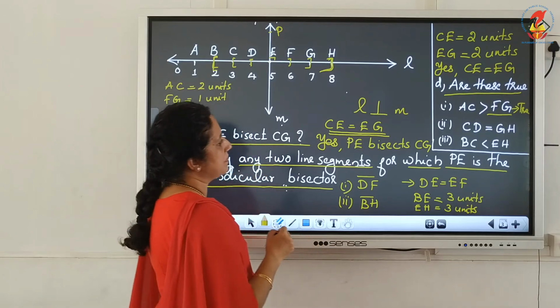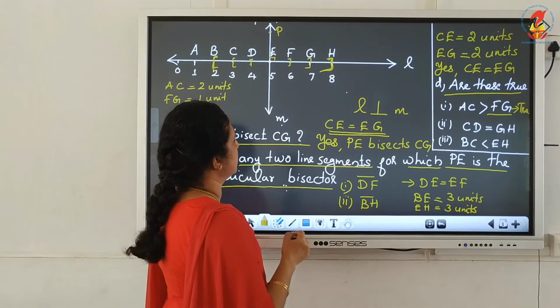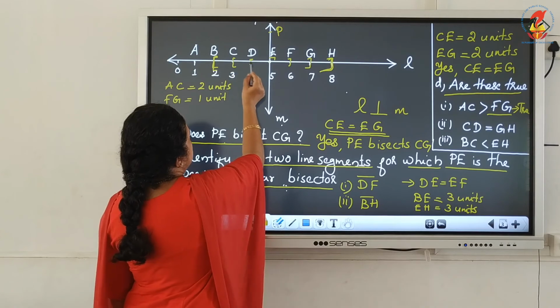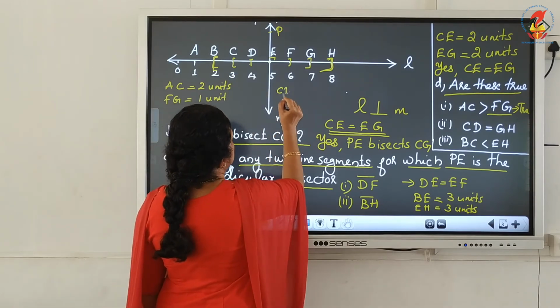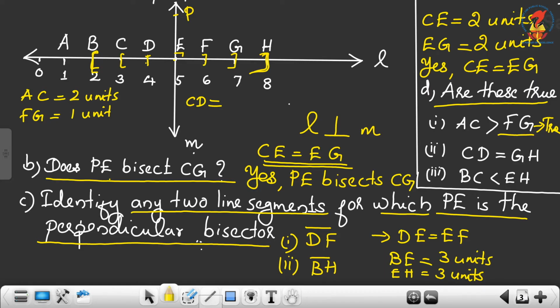Now second one, CD equal to GH. CD means 4 minus 3, 1 unit, and GH, G is at 7, H is at 8, 8 minus 7, that is also 1 unit. Now whether CD is equal to GH? Yes, so that is also true.